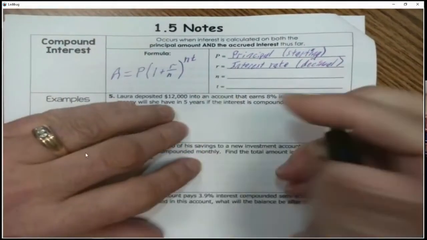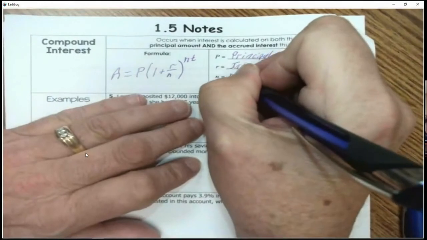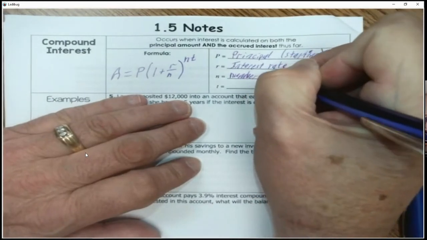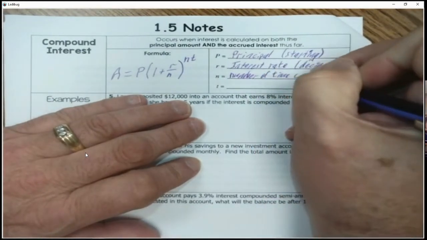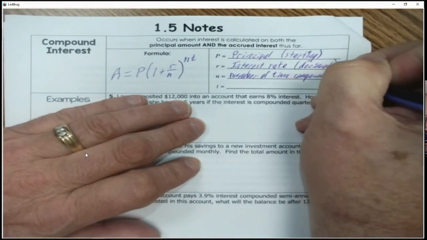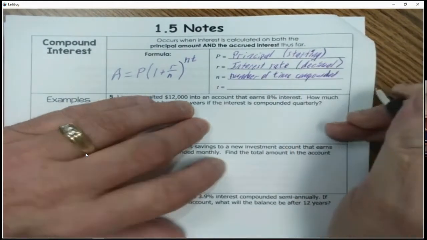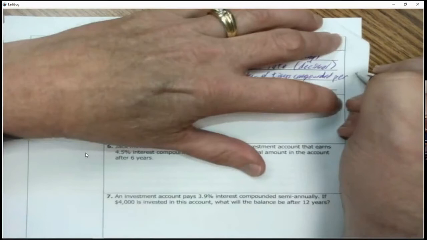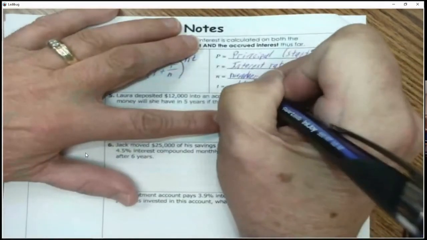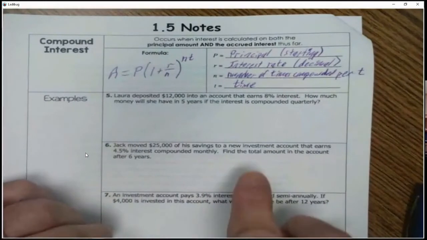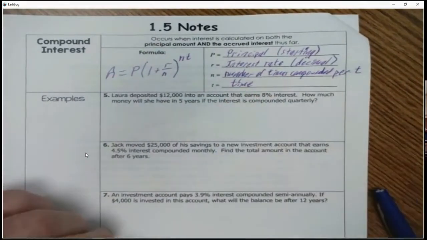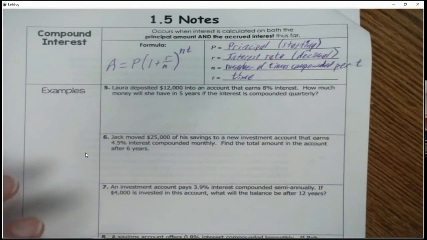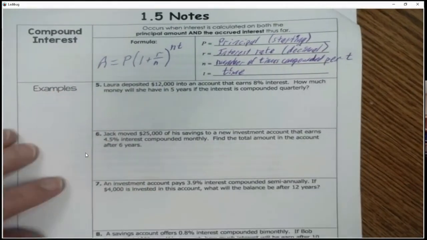N is the number of times that your interest is compounded. So I'm going to say compounded. Number of times compounded per T, and T is time. So let's do an example or two so we understand how to use this formula, because it looks like a lot of pieces. It's not too bad.